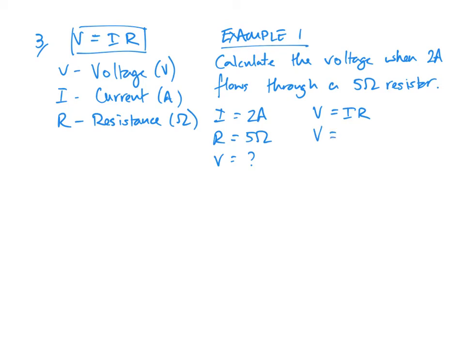I copy the equals from the line above, but I know that I is 2, so I can put that in. And I know that R is 5. And there's an implied multiplication between that. In maths, if we write AB, we mean A times B. So when it says IR, it means I times R. Okay, so dead easy example to get you started.